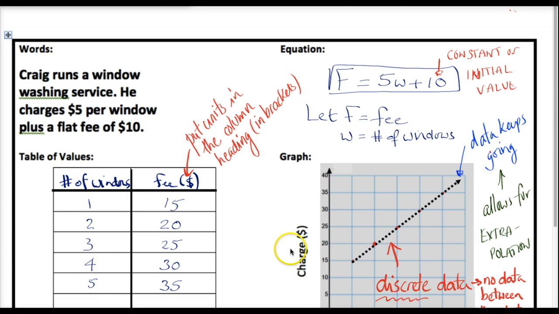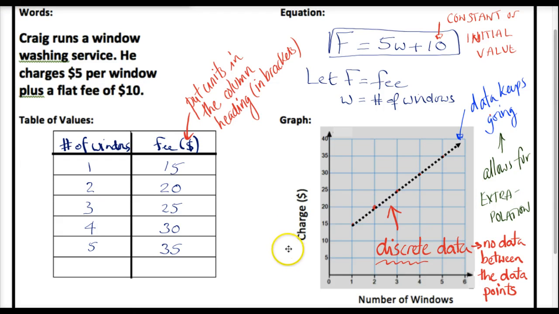Here was our second example with the window washing service. Again, a couple of extra things here. The units are usually shown in the column header, in brackets, just like this. We don't normally put the units on each row of our table. We just put them in the column header. This is again discrete data. There's no data between the data points. We can't have a partial number of windows. The data does still keep going, so we could continue this line and then read from the graph using the continued line, and we call that extrapolation.